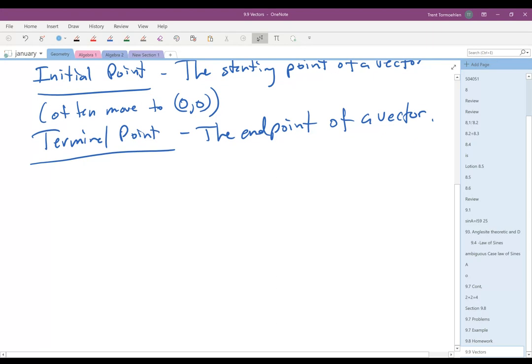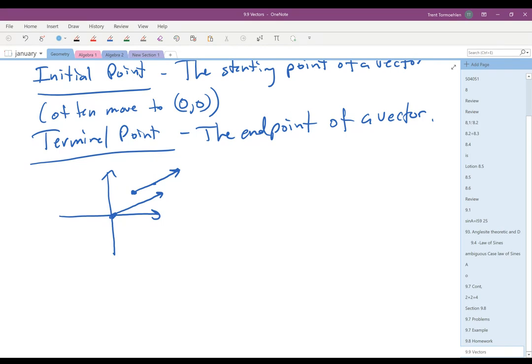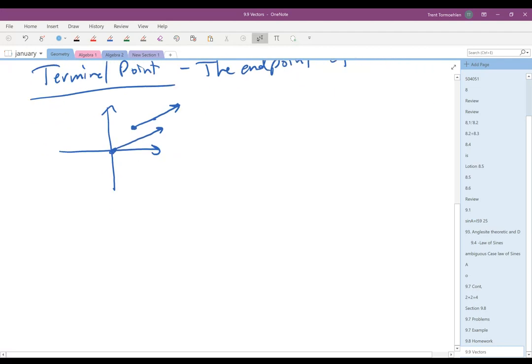For example, we might have a vector that looks like this, where this is the initial point, this is the terminal point, and we have this arrow that looks like that. What we're going to do is take that vector and move it so that we have the exact same vector, but it's going to have the same length and the same direction, but now the initial point is going to be 0, 0, and then we're going to have to find a new terminal point, which we'll talk about in a second.